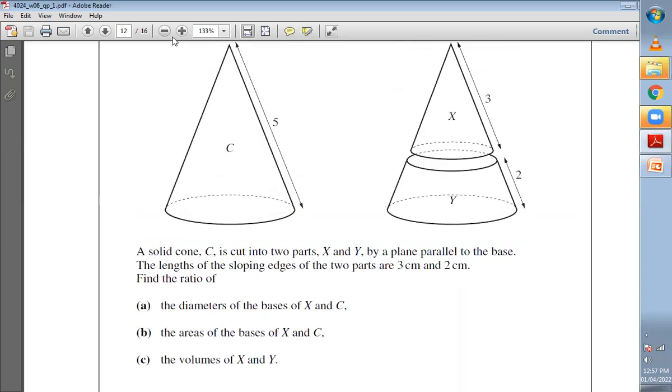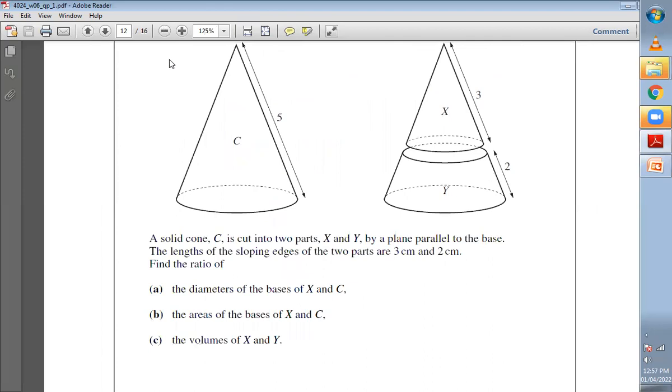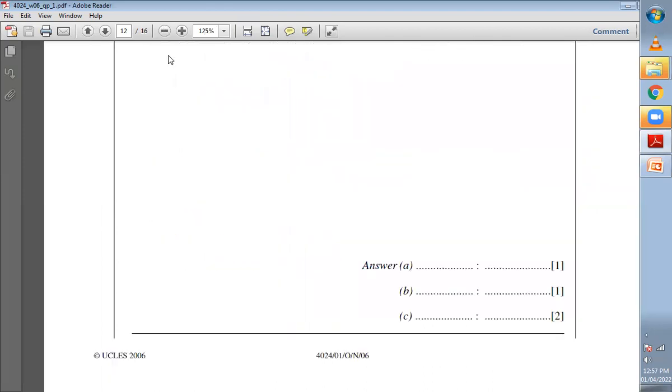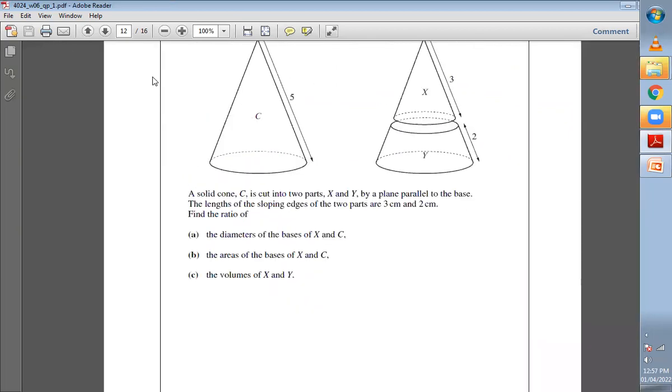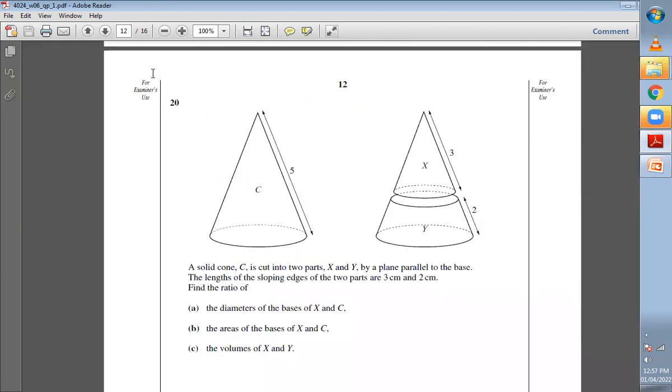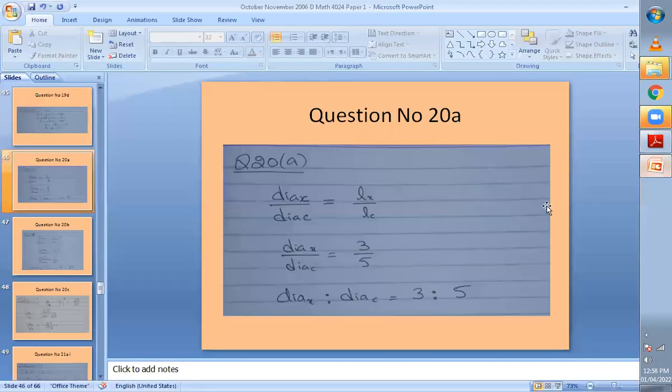Then they say, let me reduce the size. So it's a 1 and 2 mark question. Okay. Now their question is the ratio of the areas of the bases of X and C. We know the ratio of their diameters. If you want to find out the ratio of the areas of the bases, because they are similar, their area ratio will be equal to the square of the ratio of their diameters. We already know the ratio of their diameters. Very simple. The second part is also very simple.